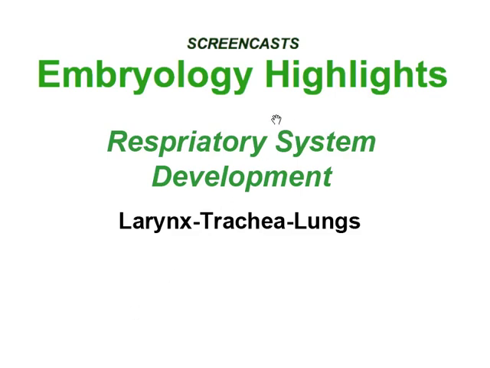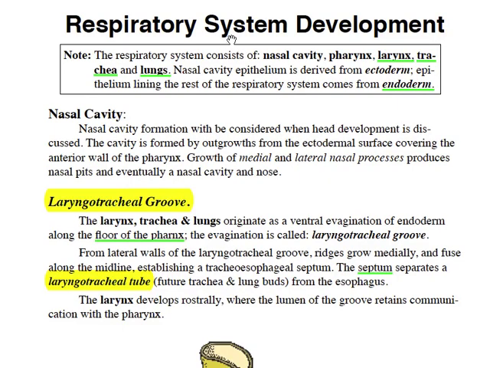This embryology highlights screencast deals with the respiratory system and development of the larynx, trachea, and lungs. The respiratory system includes the nasal cavity and pharynx, but we will not be discussing those. We will focus on the larynx, trachea, and lungs that develop from endoderm from the floor of the pharynx.